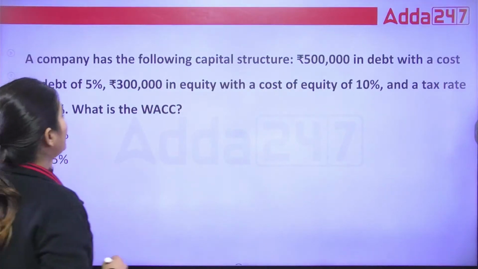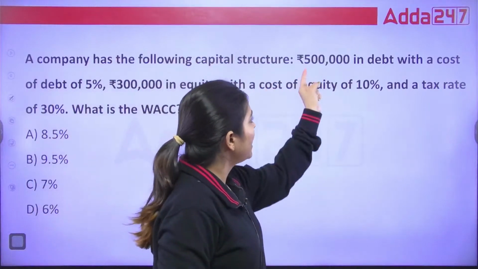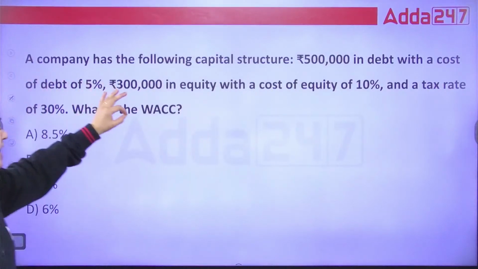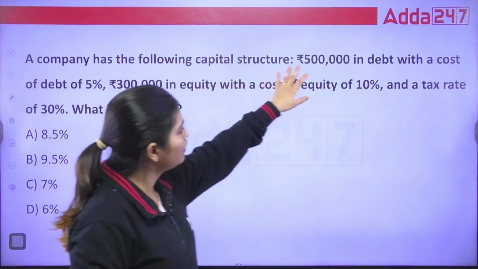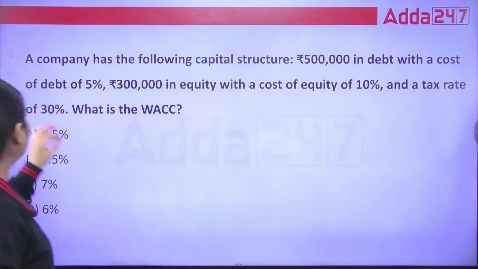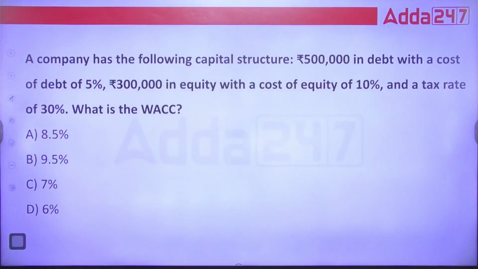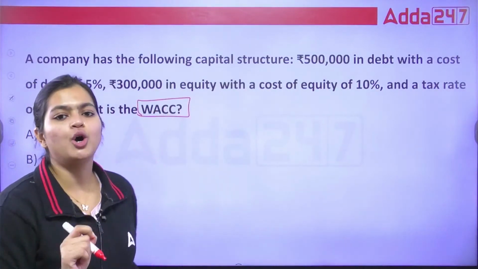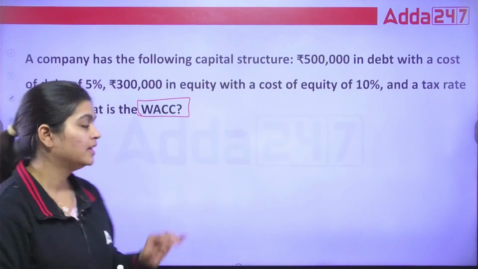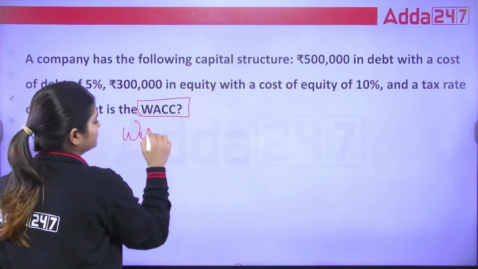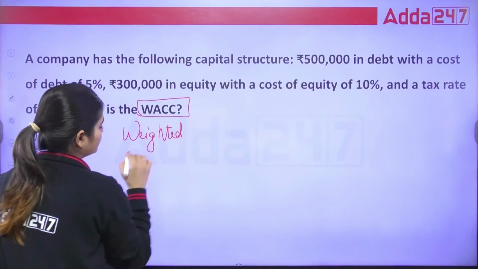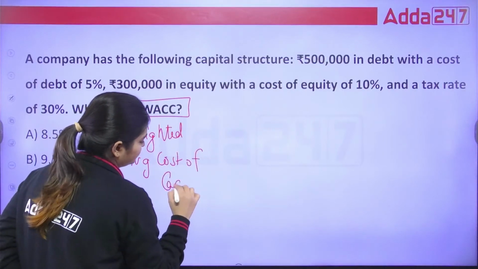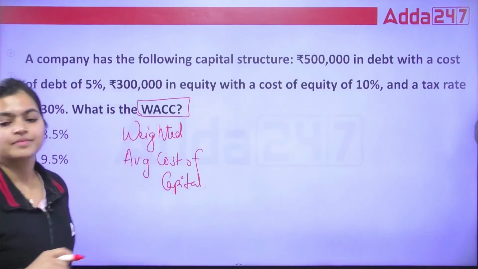A company has the following capital structure: 5 lakh in debt with a cost of debt of 5%, 3 lakh in equity with a cost of 10%, and a tax rate of 30%. What is the WACC? In this, we need to calculate the weighted average cost of capital.